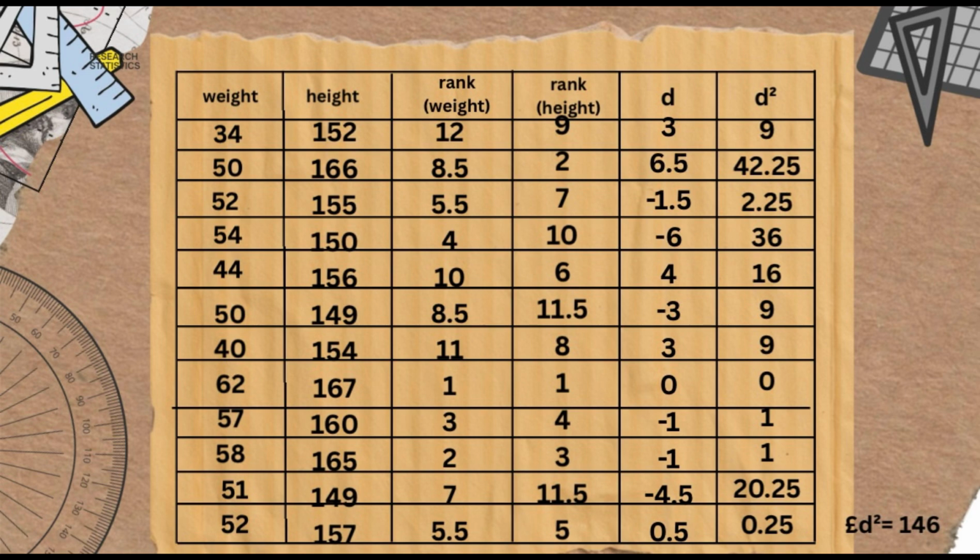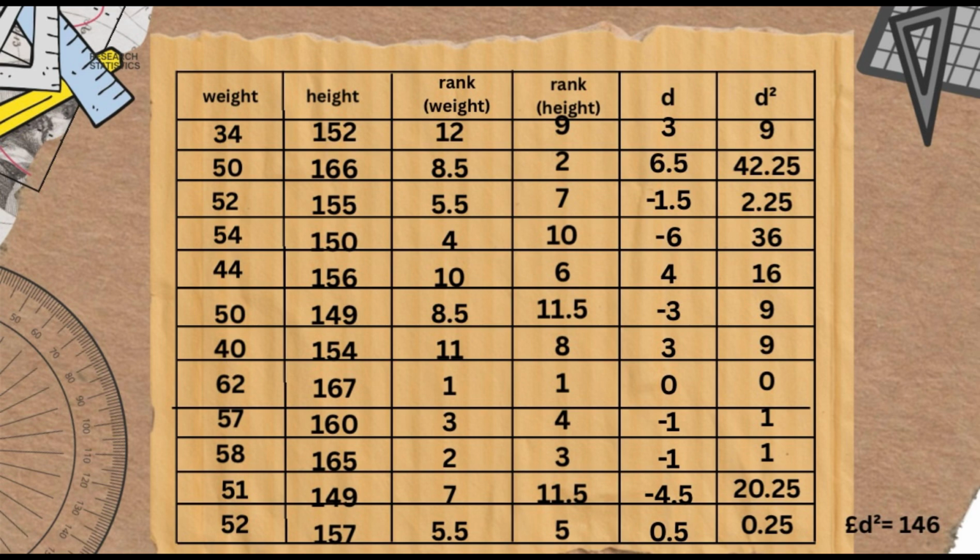So, here are the weight and height. We have 12 samples each. For the weight, we have 12, and the height also has 12. So, how will we get the rank weight and rank height? We need to find the highest number in the weight. As you can see, the highest number of the weight is 62, and the rank weight is 1.